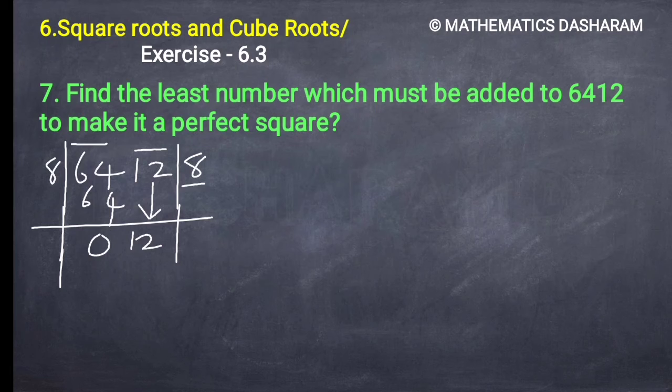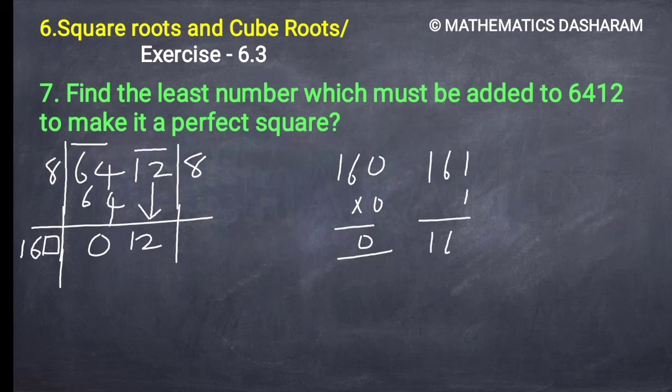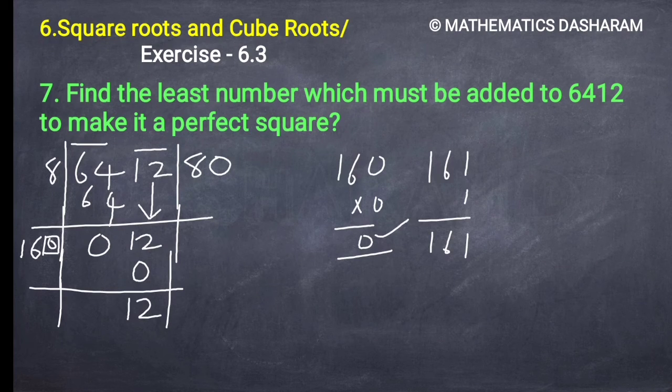Now 8 is the quotient, and twice the quotient is 16. Beside the 16 we need to take one suitable digit. Here 160 into 0 is 0, and 161 into 1 is 161. So the nearest one is 160 into 0, not 161. So the suitable digit is 0. Then 160 into 0 is 0, and the remainder is again 12.